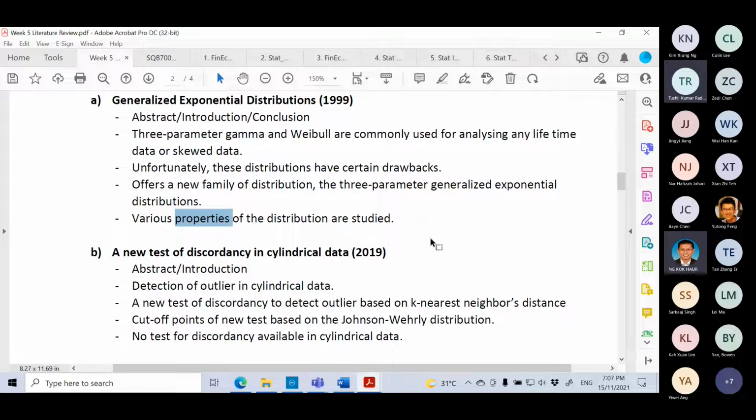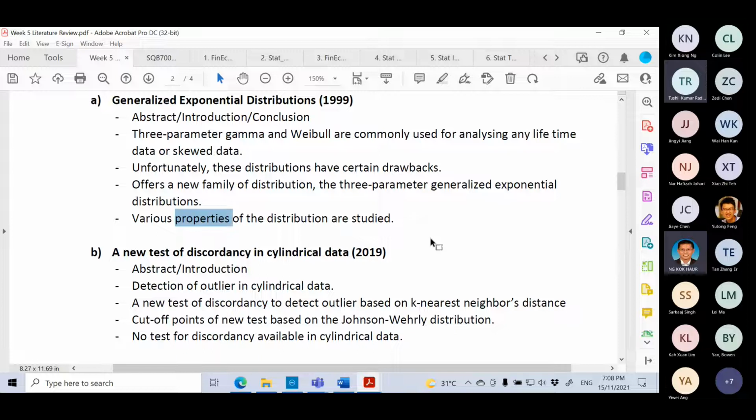So therefore, the authors have proposed a test. This should be their new technique. Then what is the basis of the new technique? The new test will be based on the k nearest neighbors distance. The technique they use is based on the k nearest neighbors distance.